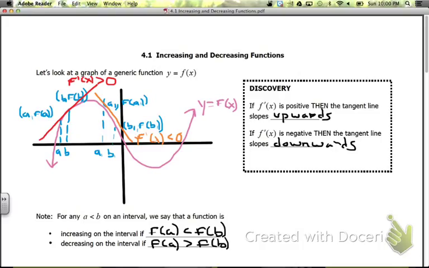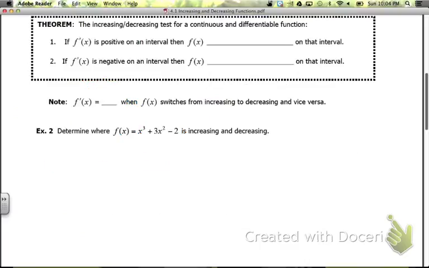So now let's go ahead and look at the theorem here. Our theorem, the increasing, decreasing test for a continuous, differentiable function: 1. If f prime of x is positive on the interval, then f of x is increasing on the interval. And if f prime of x is negative on the interval, then f of x is decreasing on that interval.